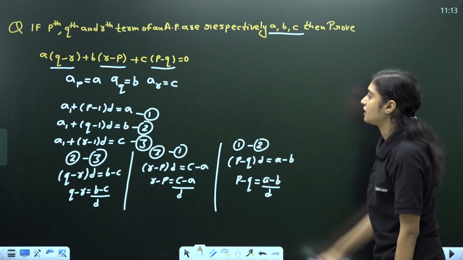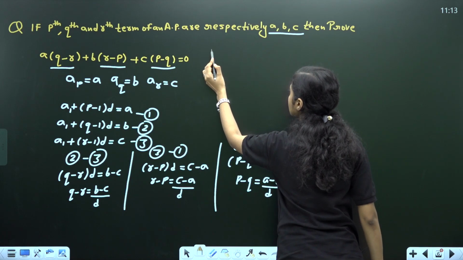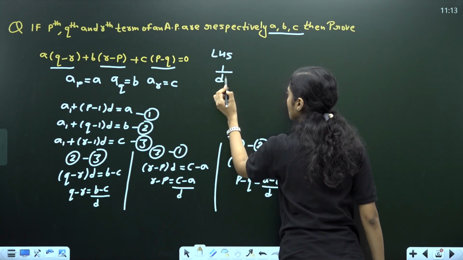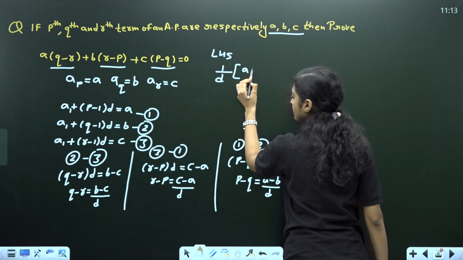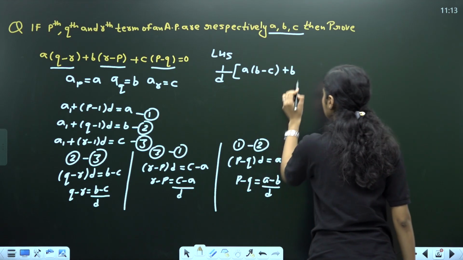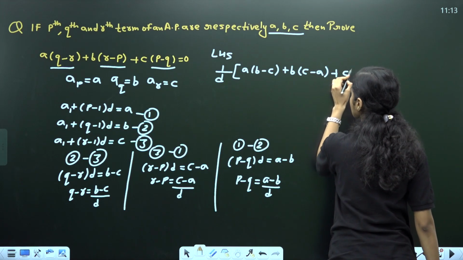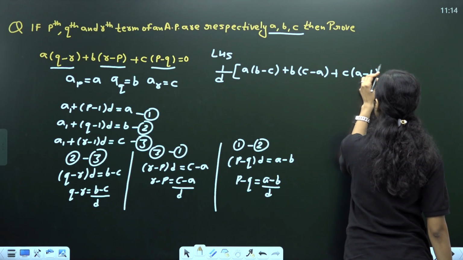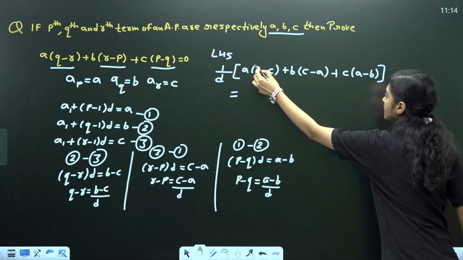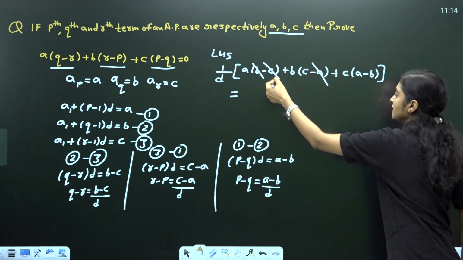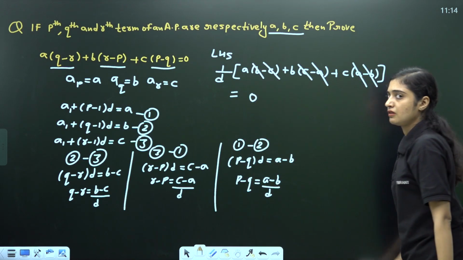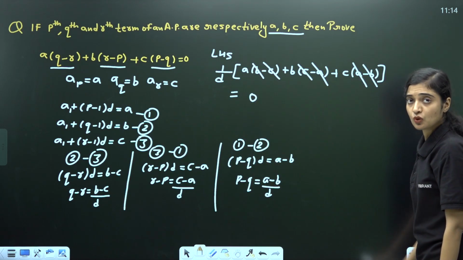We put the values in the LHS, then this relation becomes, the denominator d is common, then a, b minus c, b, r minus p is c minus a, and p minus q equals a minus b. We simplify it. Positive ab cancels with negative ab, negative ac cancels with positive ac, and so on. Then we get 0 equals RHS, so LHS equals RHS.